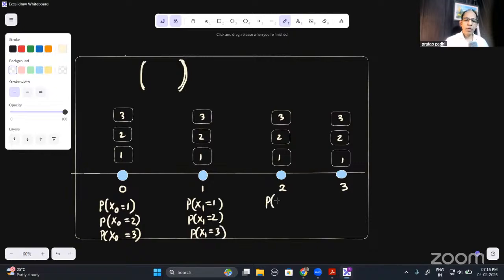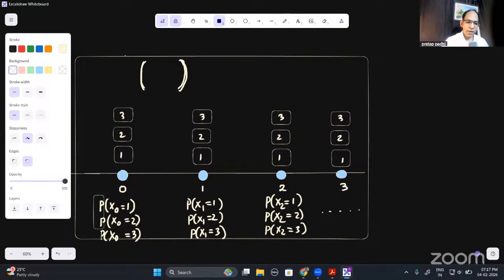Similarly, I can continue writing probability X2 is equal to 1, probability X2 is equal to 2, probability X2 is equal to 3. These are the probabilities. It will continue. And here, let me correct it. This is 1. So these are the probabilities here.